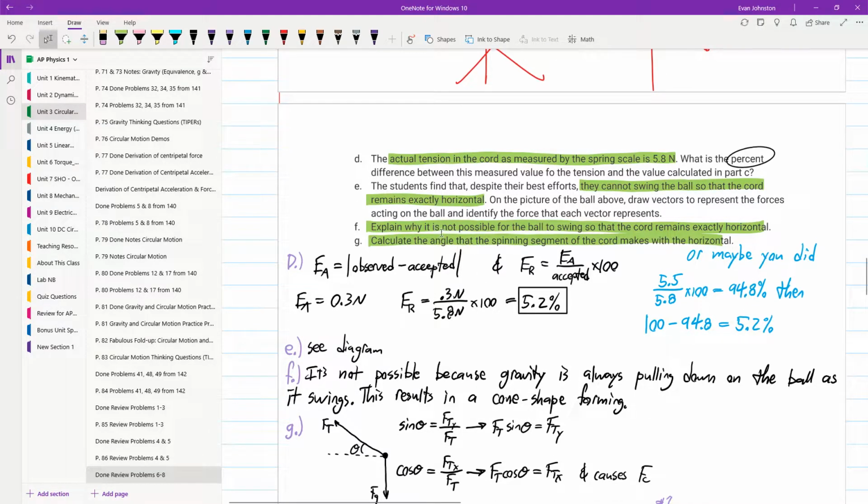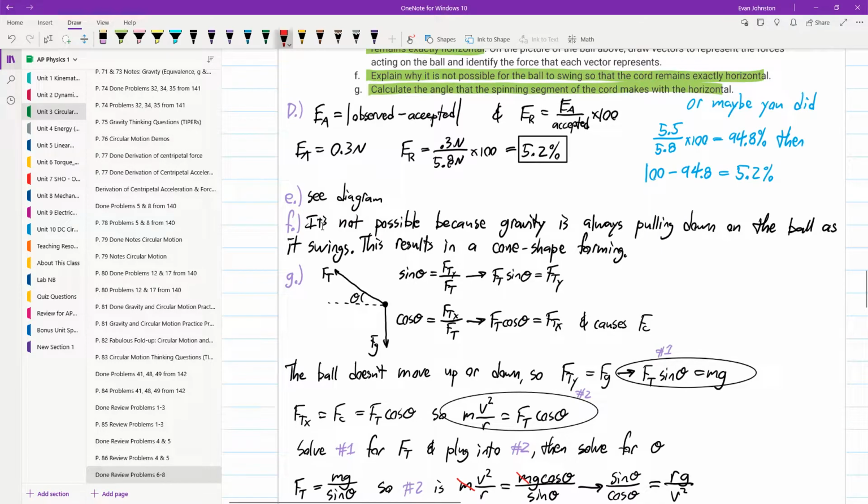For part F, explain why it's not possible to swing it so the cord is exactly horizontal. Well, that's kind of what we were just saying: because of gravity, gravity is always pulling down on the ball as it swings. So this results in this cone shape forming. Now, if you took this out into space and started swinging it, really far from any planets or anything, you would get almost an exactly horizontal circle. But we can't really do that here on Earth.